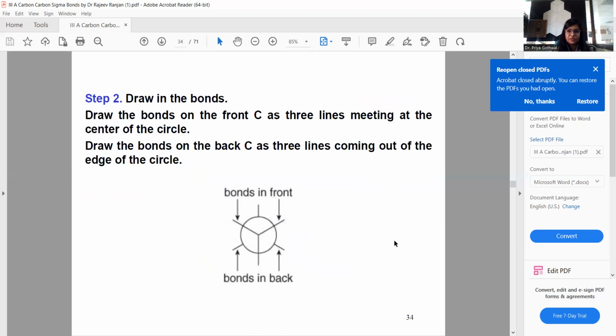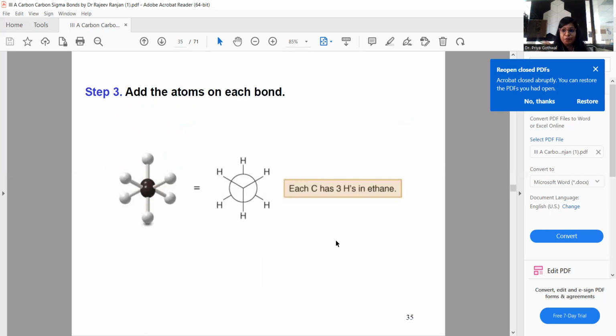Step 2: draw in bonds. The next step is to draw in the bonds in the Newman projection formula of the alkane. Draw the bonds on the front carbon as three lines meeting at the center of the circle. Draw the bonds on the back carbon as three lines coming out from the edge of the circle. These three lines show the bonds in the back, and these three lines show the bonds in the front position of the alkane in the Newman projection formula.